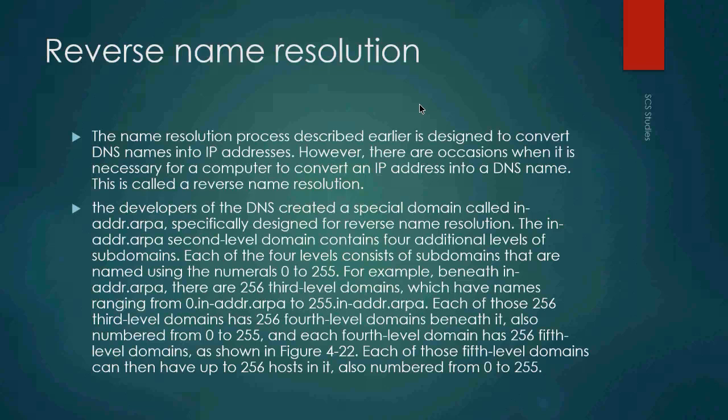to 255.in-addr.arpa. Each of these 256 third level domains has 256 fourth level domains, also numbered from 0 to 255, and each fourth level domain has 256 fifth level domains, as shown in the figure in our next slide. Each of these fifth level domains can then have up to 256 hosts in it, also numbered from 0 to 255. So guys, don't be hesitant, because this is basically similar to IPv4 subnetting.